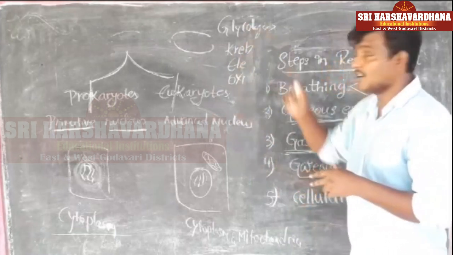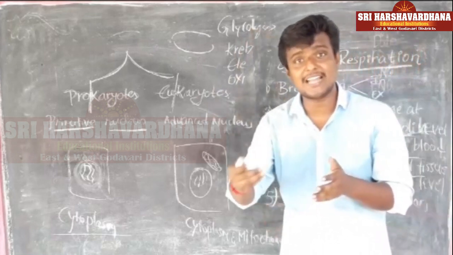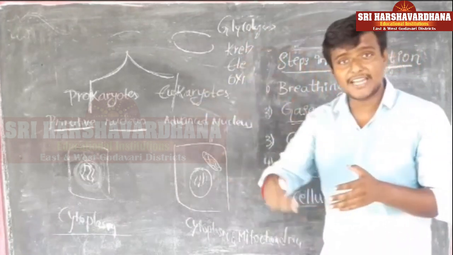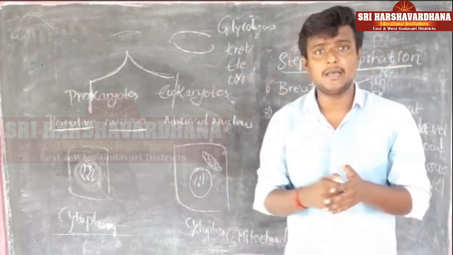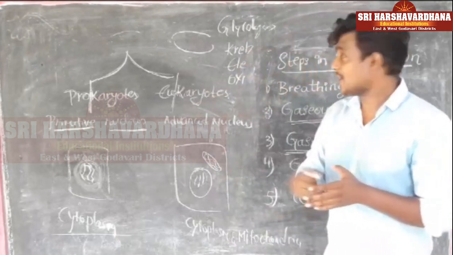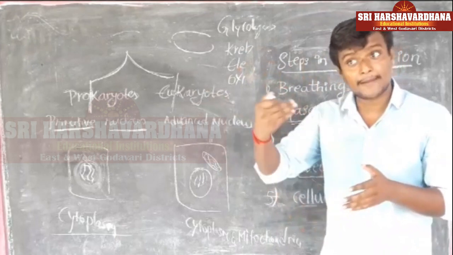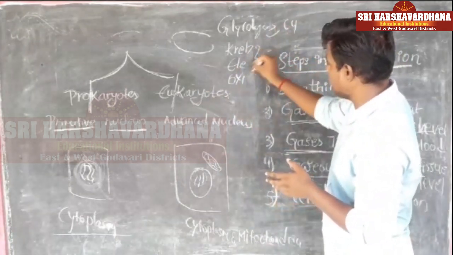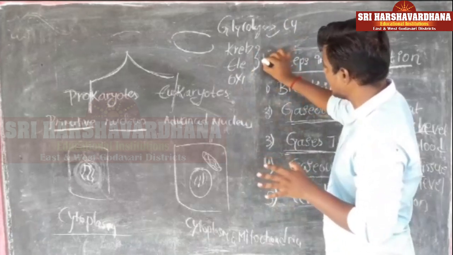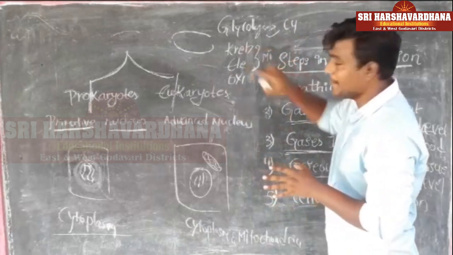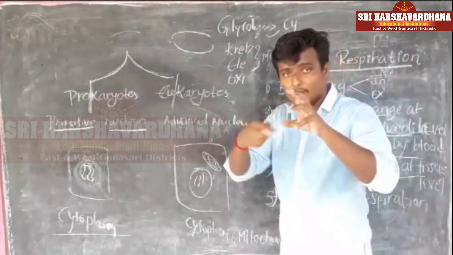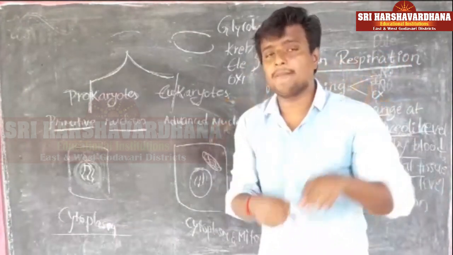Glycolysis is done in the cytoplasm. The Krebs cycle is done in the mitochondria. Electron transport is done in the inner membrane of the mitochondria. For example, glycolysis in the cytoplasm, Krebs and electron transport both in the mitochondria. One is in the mitochondria, another one is in the inner membrane. The mitochondria have 2 membranes.